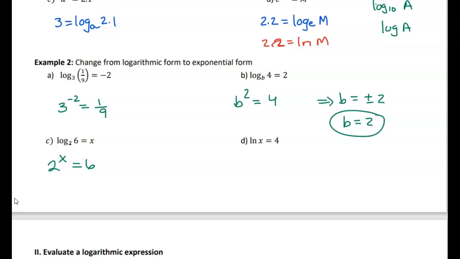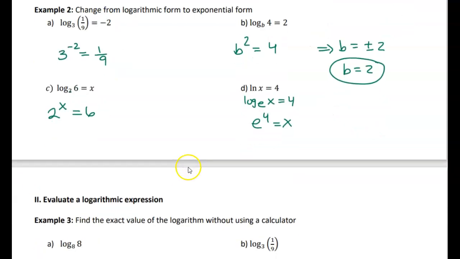ln of x equals 4. ln means log base e. So put in the base. So the base to the exponent: e to the 4 equals x. Alright.